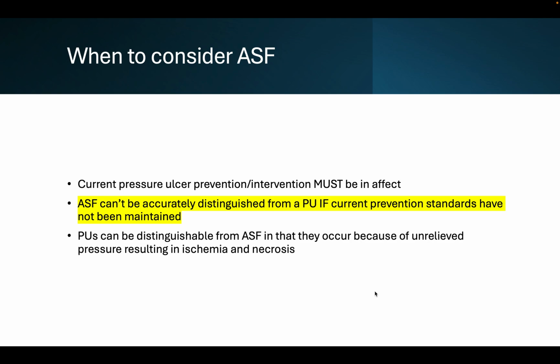So acute skin failure can't be accurately distinguished from a pressure ulcer if there are no current preventions in place. So the current prevention has to be there and working and documented, and the skin continues to fail, then we can document acute skin failure. Pressure ulcers can be distinguished from acute skin failure in that they occur because of unrelieved pressure resulting in ischemia and necrosis. Again, acute skin failure occurs because of hypoperfusion.